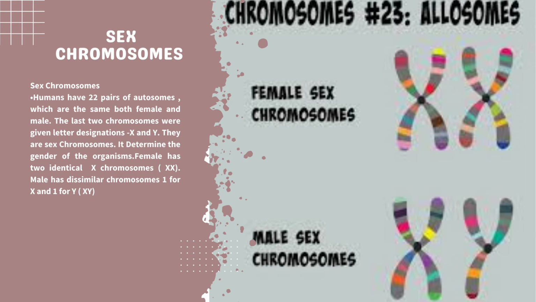The sex chromosomes: humans have 22 pairs of autosomes, which are the same in both female and male. The last two chromosomes were given the letter designations X and Y. They are the sex chromosomes, so they determine the gender of the organism. Female has two identical X chromosomes while the male has X and Y chromosomes.